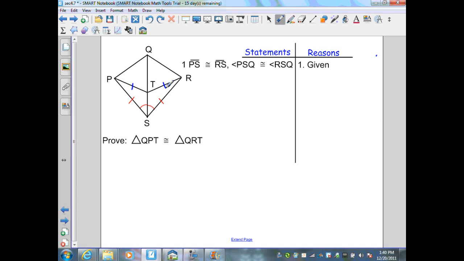We could have gone back and stated QS congruent to QS by the reflexive, which would have given me PSQ congruent to RSQ by the same method, side, angle, side. Then I could have stated that PQ is congruent to RQ by CPCTC. Then I could have used QT congruent to QT by reflexive property. Then I could have stated the triangle congruence by side, side, side. Just a different way of solving the proof.